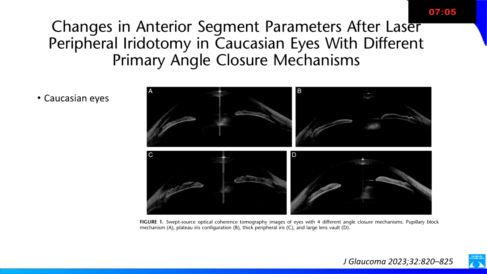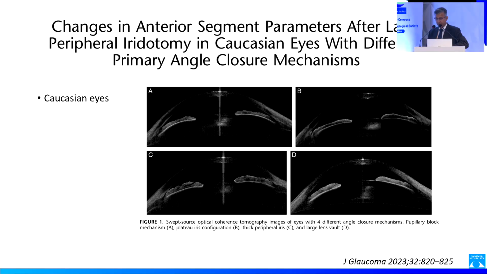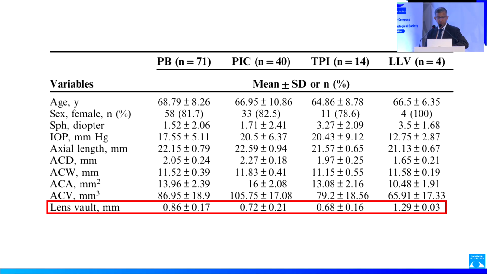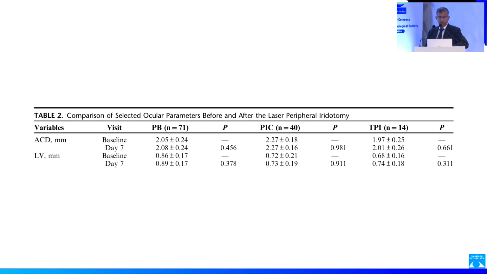When they looked at the changes in AS-OCT parameters after LPI in Caucasian eyes with different primary angle closure mechanisms, what you find again is that the eyes with a large lens vault, though very few in number, were significantly different from the eyes with pupillary block, plateau iris, or the thick peripheral iris configuration. And when you look at the parameters before and after laser peripheral iridotomy, they actually found no difference in either of these groups. So it did not really seem to matter which type you were.